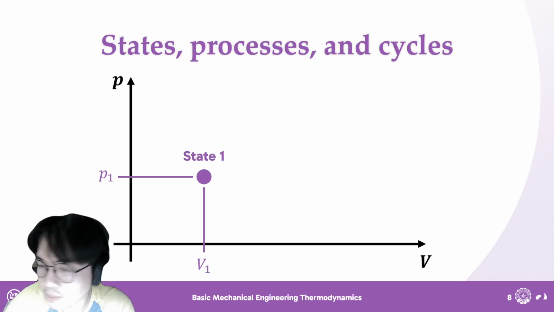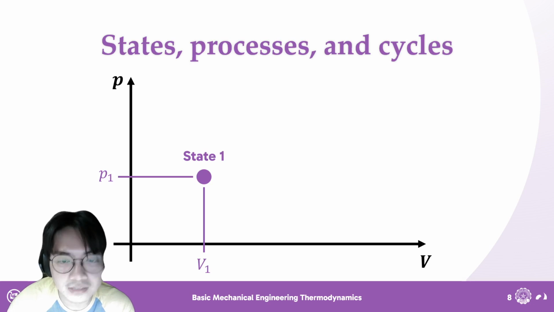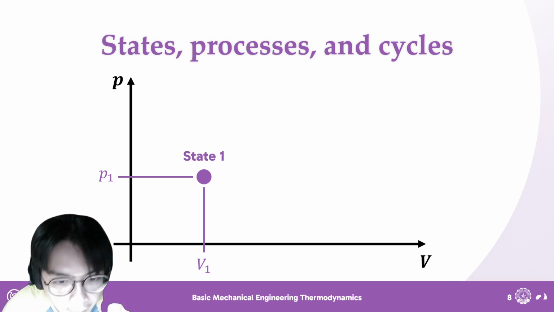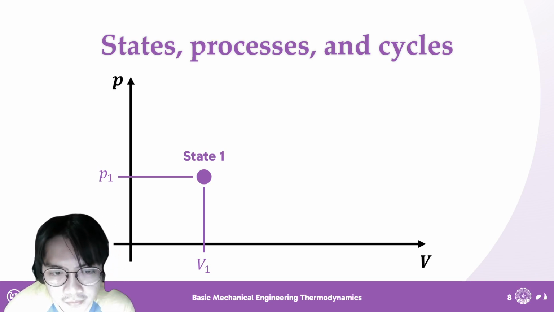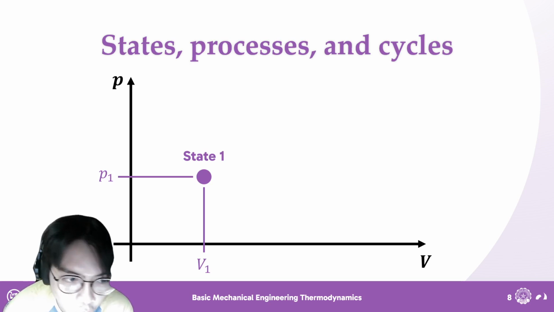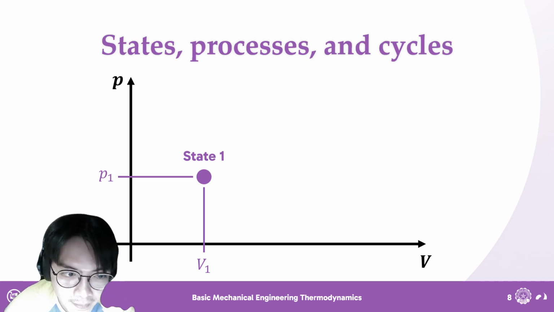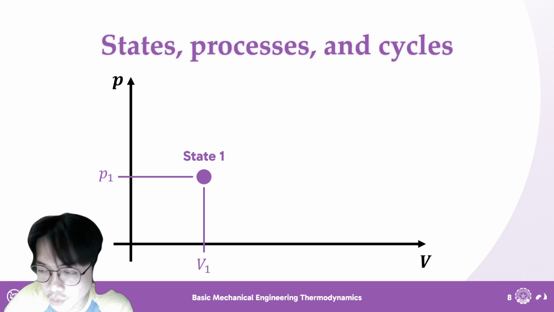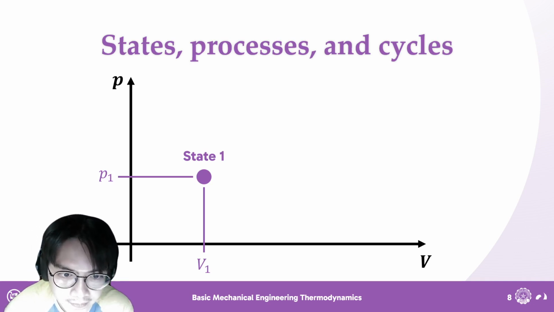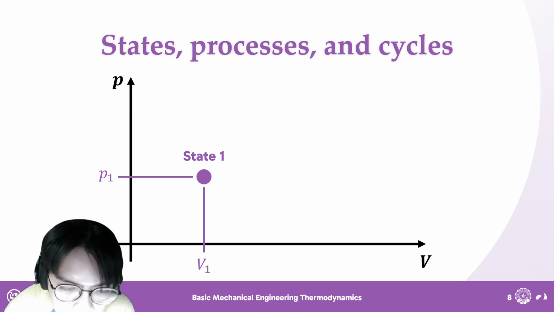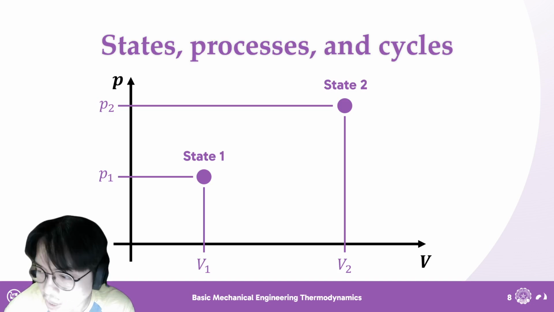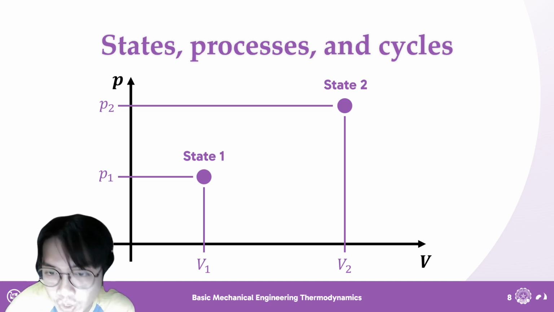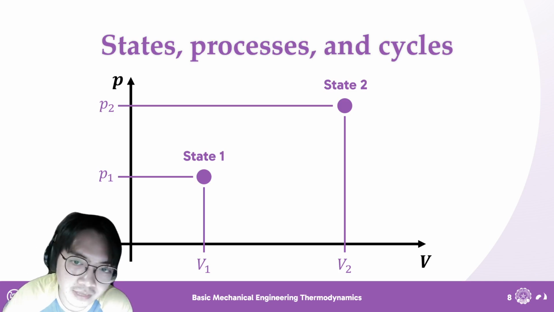How can I know it's a particular point? Because it is a state and that state has measurable properties. In this case, because we are trying to graph this thing on a Cartesian plane, we know that it has two coordinates, P1 and V1. Basically, the pressure at state 1 and the volume at state 1, respectively. And now, let's graph another state, a state 2. Again, this state 2 has measurable properties at P2 and V2, the pressure and volume at state 2.